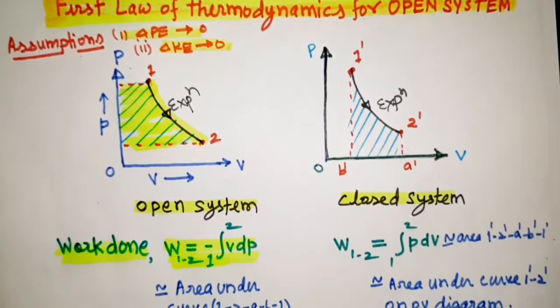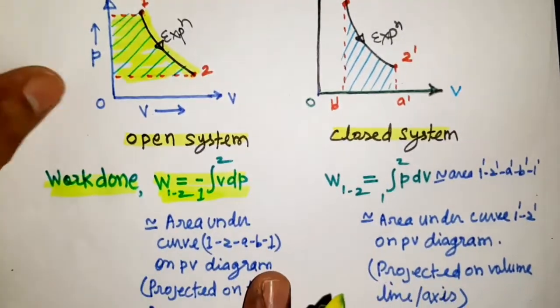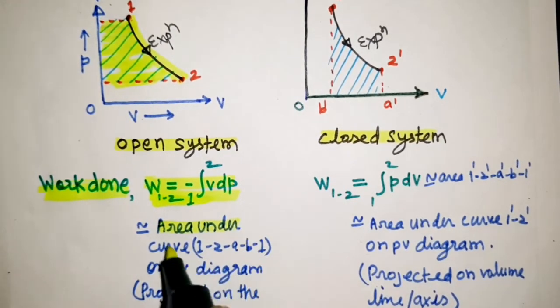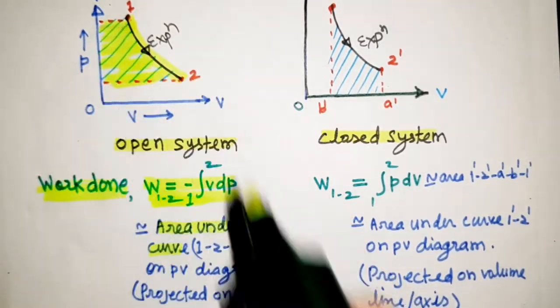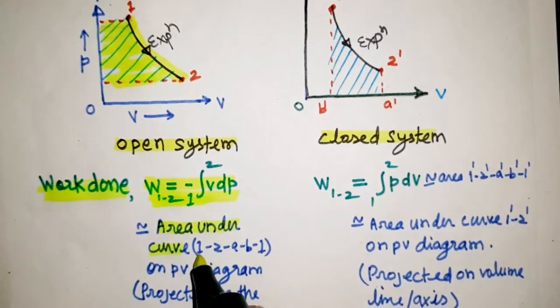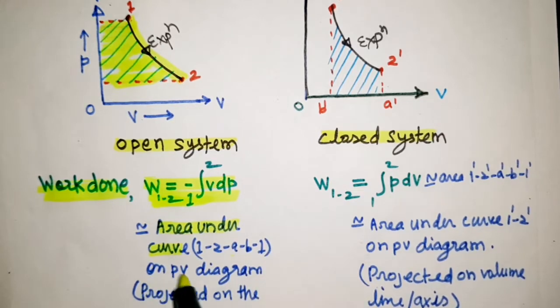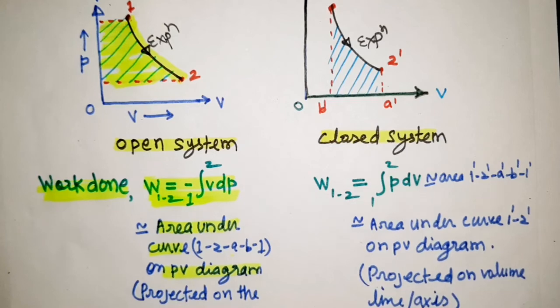And this is also equivalent to the area under curve 1 to 2, meaning area 1 to AB1 on the pressure volume diagram, which is projected on the pressure axis.